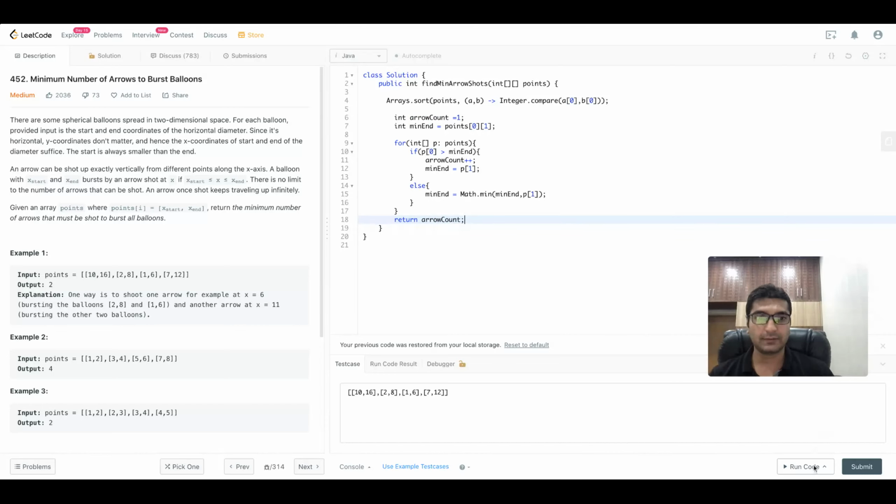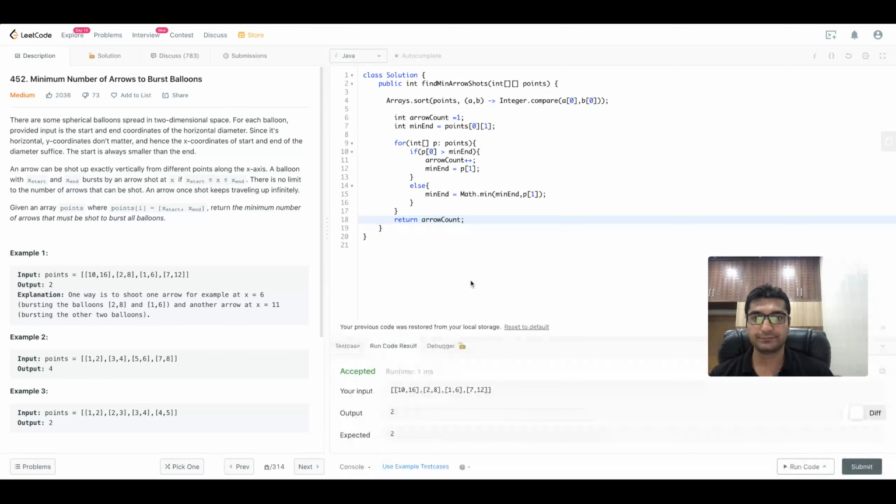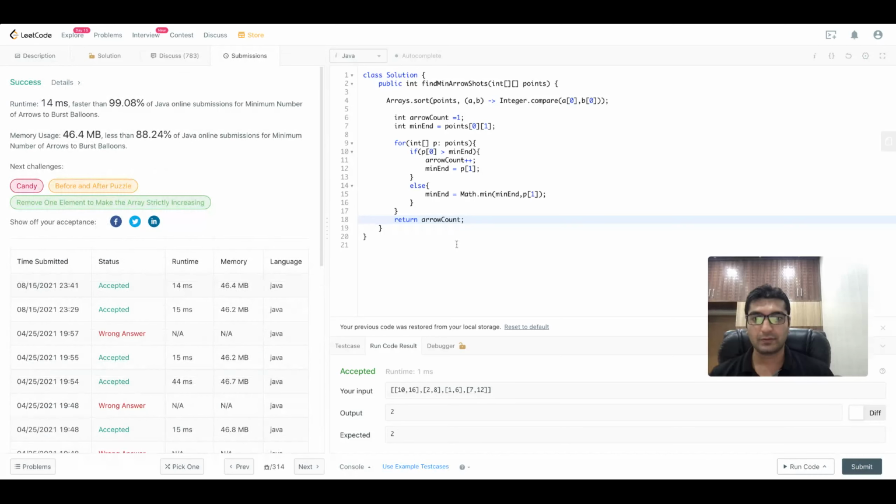Everything looks fine. Let's run it. It's working fine. Yes, it's working perfectly fine. Great. The time complexity of it would be n log n for n number of coordinates because we are sorting all the n coordinates. So it would be n log n. Okay. Thank you.